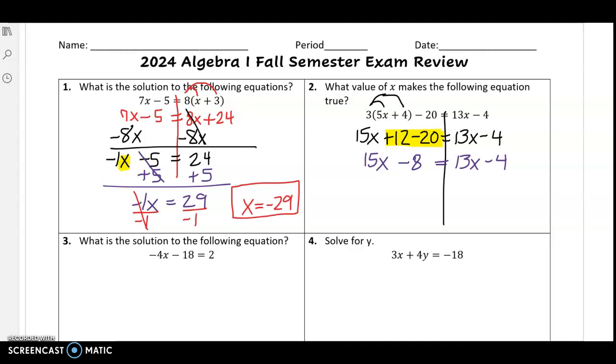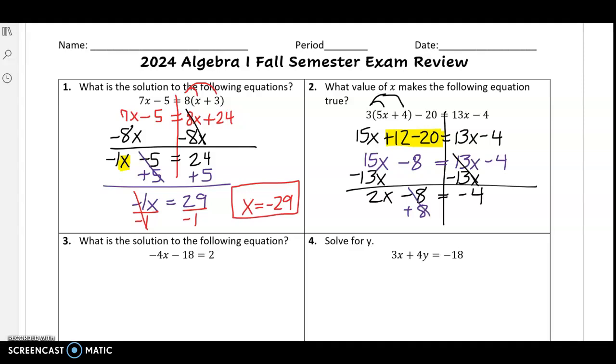Now this looks very similar to problem number 1 where we have x's on both sides, so we need to eliminate one of them. So I'm going to eliminate the 13x by subtracting it. And if I subtract it on the right, I have to subtract it on the left. So 15 minus 13 gave us 2x. Our next step to get rid of the minus 8 would be to add 8.